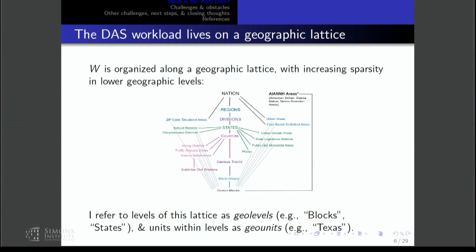This is the geographic lattice I promised we would talk a little bit more about. I don't want to spend too much time on it. This is a really helpful visualization that you can get by going to the Census geography website. I literally just went there and screen captured it. It shows you all of the different geographic levels that are used in common parlance and application at Census. For us, of particular importance will be this central geopath, as I refer to it, which drops from nation to states to counties to tracts to block groups and to blocks.